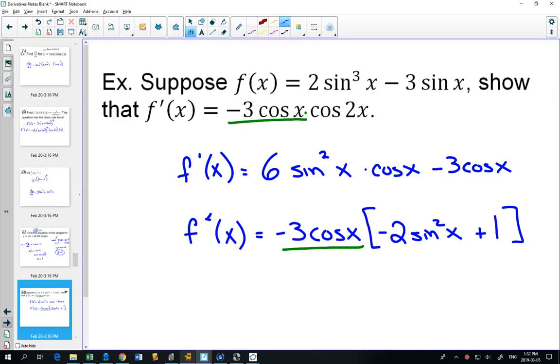And if we look up on the wall, sure enough, 1 minus 2 sine squared x is cos 2x. And we're done. So looking at the answer for a hint of what to do next is a good strategy in these situations. I see the minus 3 cos x in front. I didn't know if that would actually help me or not, but I factored out a minus 3 cos x, so at least that part matched up.